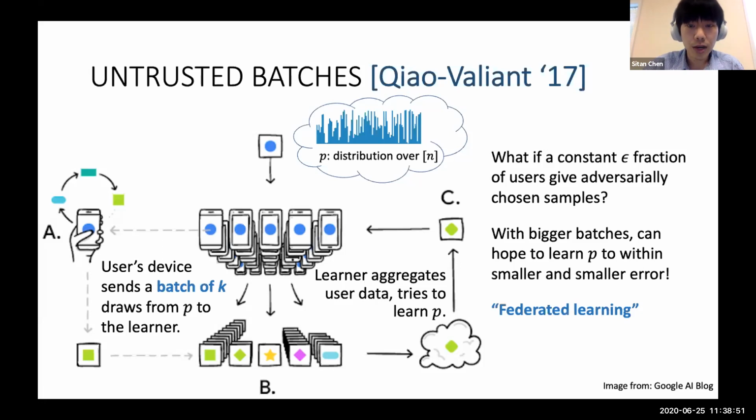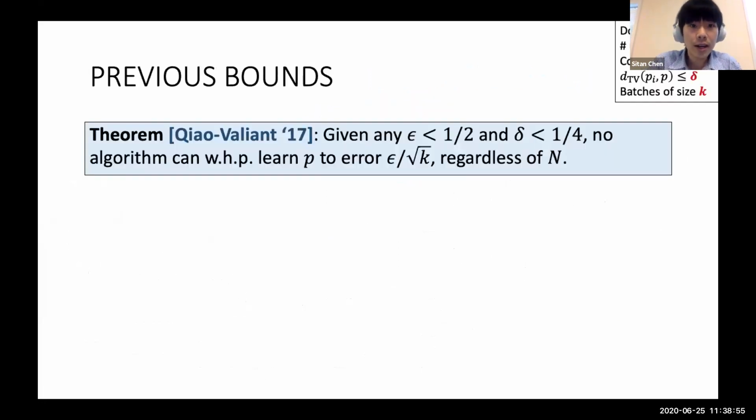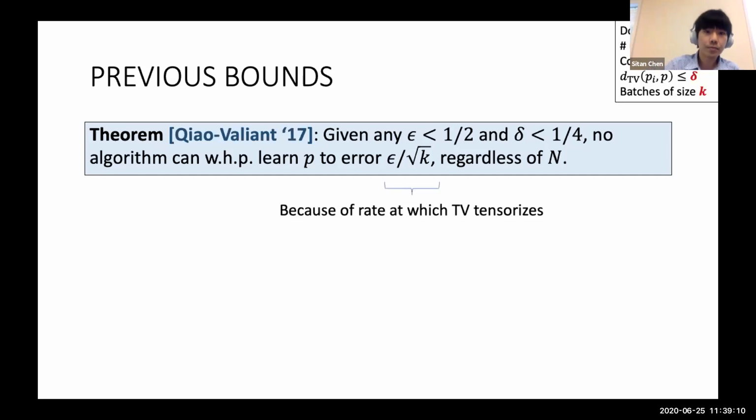All right, so what is known about this learning problem? The original work that introduced this problem showed a basic limit at roughly epsilon over root k. They show information theoretically that it is impossible, regardless of how many samples you have, to get below epsilon over root k. And at a high level, this is just because this is the rate at which TV tensorizes, this root k factor.